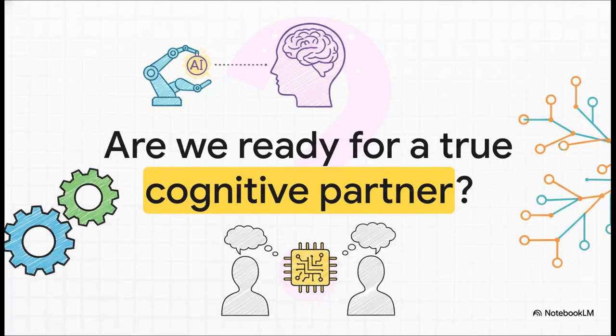Which leaves us with one last crucial question. For years, we've been learning how to command our technology, but this framework suggests a future where we collaborate with it on a cognitive level. So the real question isn't just about what AI can do, it's about what we are prepared to become alongside it. Are we ready for a true cognitive partner?